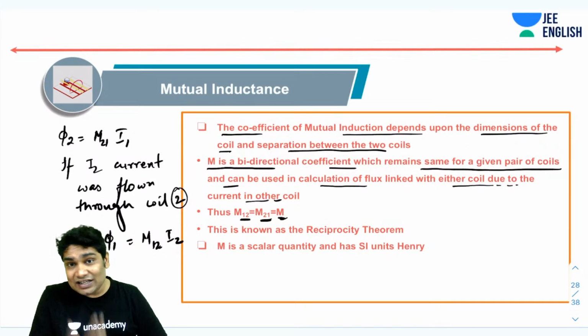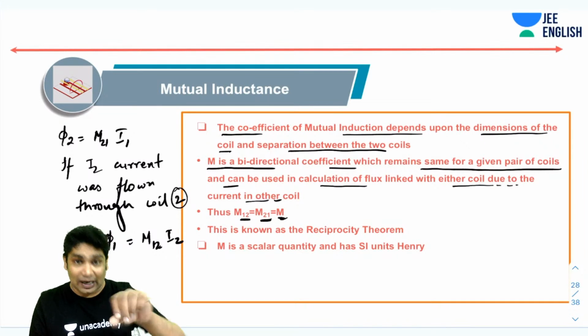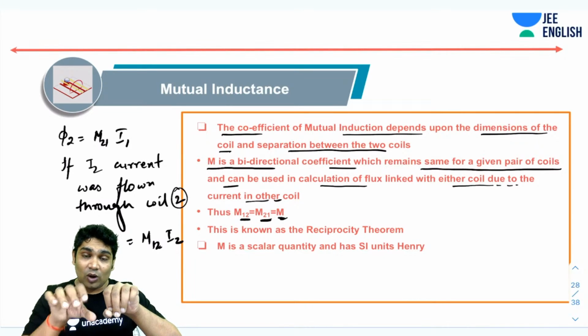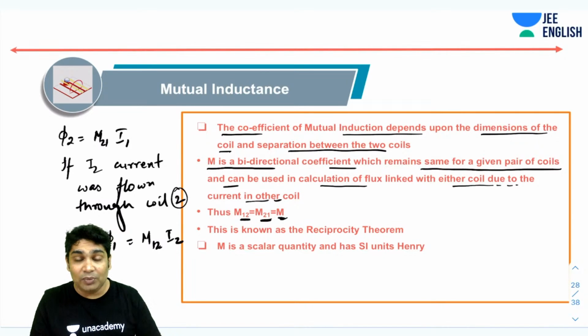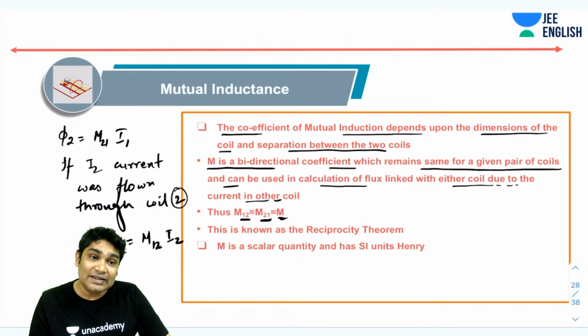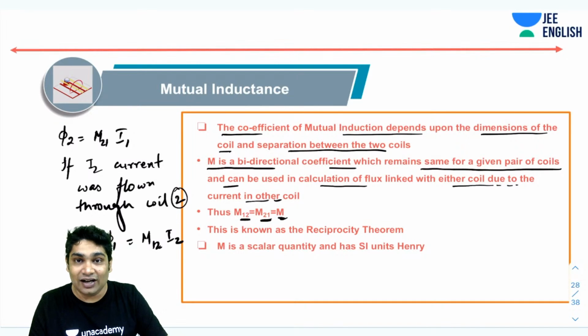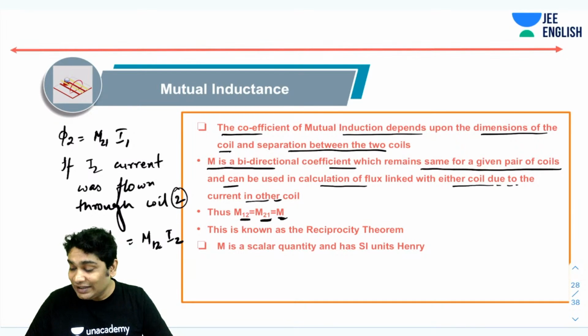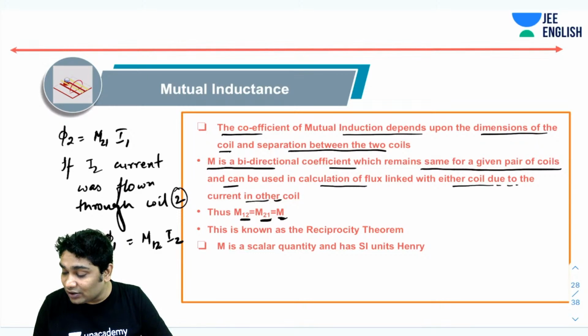So once that is fixed, then you will realize that it doesn't matter which coil has the current. The flux linkage would be proportional to the currents, and the proportionality constant would be the same for either of the two. We will prove that also in an example that we will take. So this is known as the reciprocity theorem. Okay, please remember, this is important.